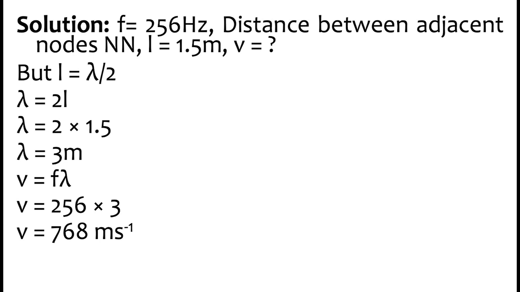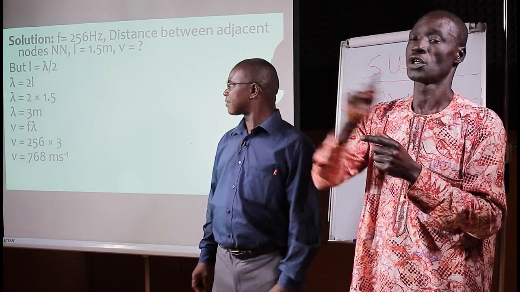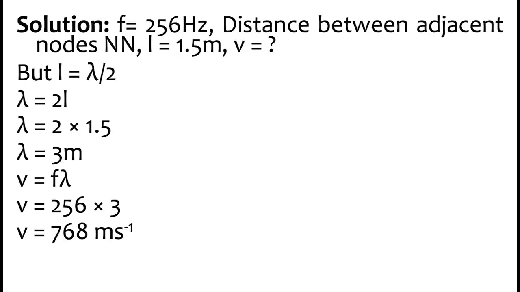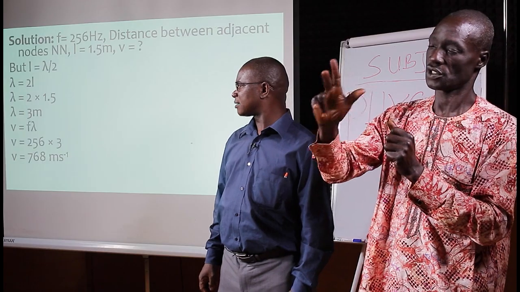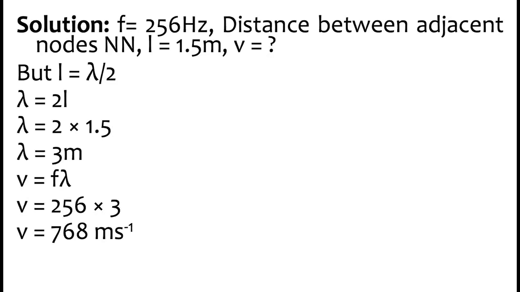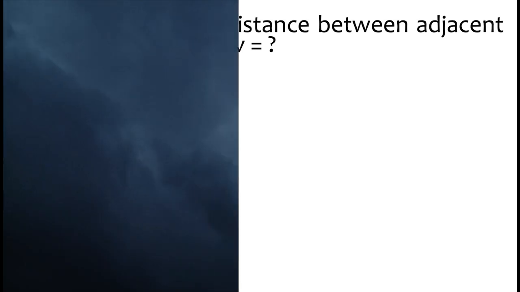But again, we have established that between two successive nodes, our distance L is lambda by 2. So our lambda, therefore, will be 2L, making it the subject. Our L is 1.5, substituting, you have lambda equals 2 times 1.5, and it will be lambda equals 3 meter. From V equals F lambda, our V will be equal to the frequency 256 multiplied by wavelength lambda 3, and then you have V equal to 768 meter per second.